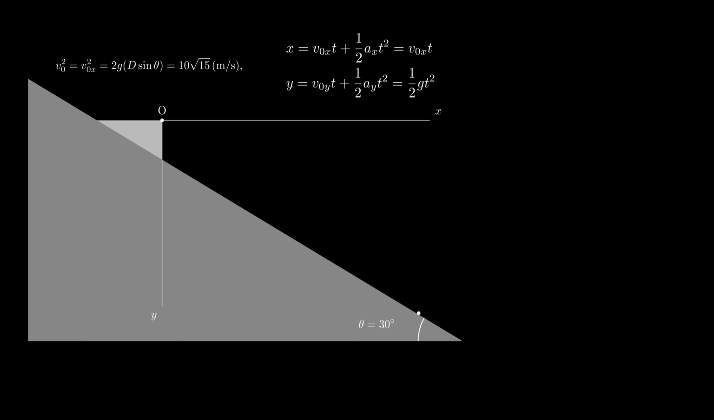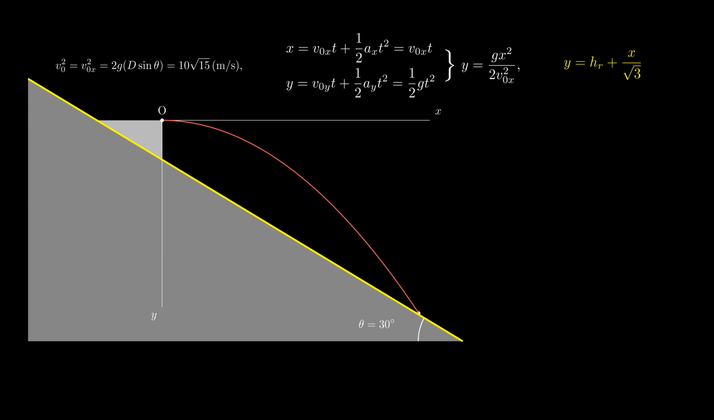Horizontal and vertical motion will be described by usual constant acceleration equations. On the horizontal there is no acceleration. On the vertical there is gravitational acceleration, g. Eliminating time between these two equations, we find the equation of the path, which is a parabola, as expected.